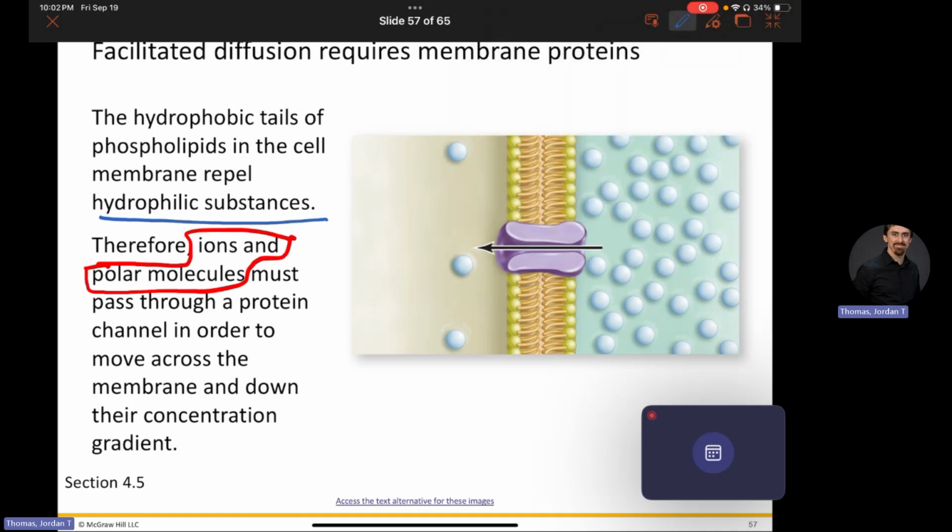So if something is small and nonpolar, it goes through simple diffusion. If it's ions or polar molecules or bigger molecules, they go through facilitated diffusion because they can't pass through the membrane on their own. So that's a big difference between simple and facilitated diffusion. Both are passive, both don't require energy because the molecules are moving down the concentration gradient. But simple is going straight through the membrane. Facilitated is using a protein to go through the membrane.